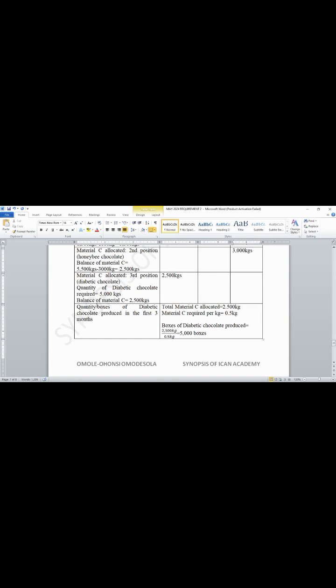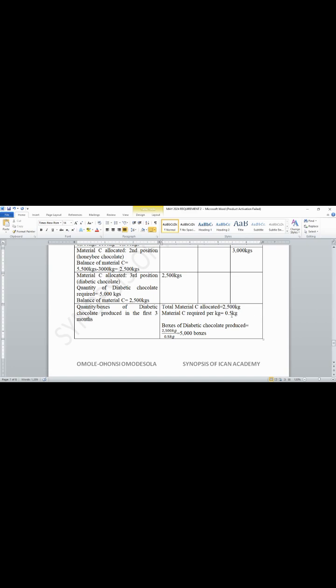Remember that the question asks what we should tell them: how many boxes of diabetic chocolate should they produce and sell? The question did not ask, according to the shortage of material C, how many kg of material C can we use to produce. No. The question said what quantity we should produce and sell. Now, for the first three months, the only material they can allocate per month is 2,500 kg.